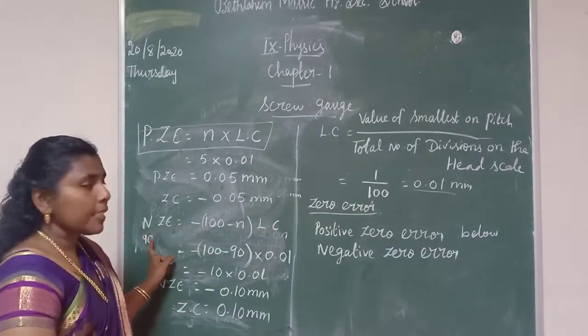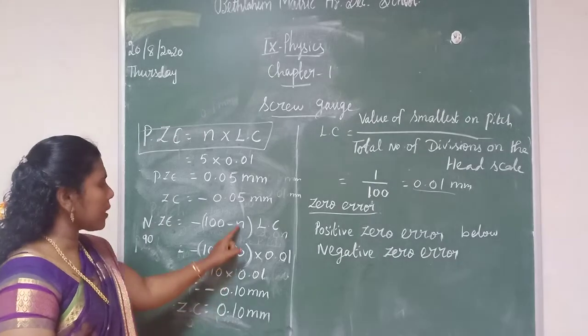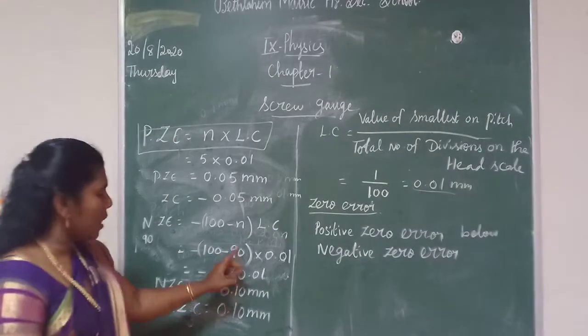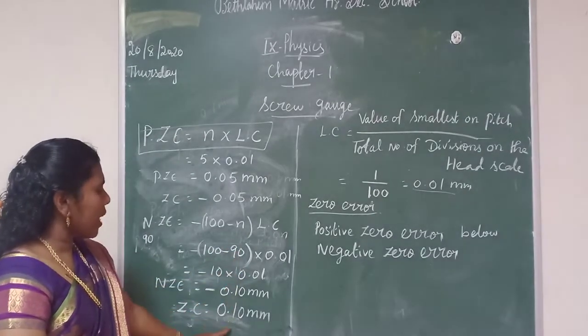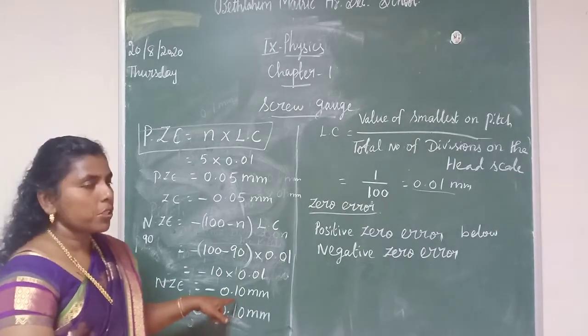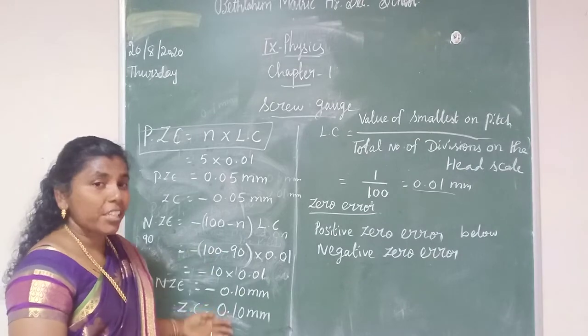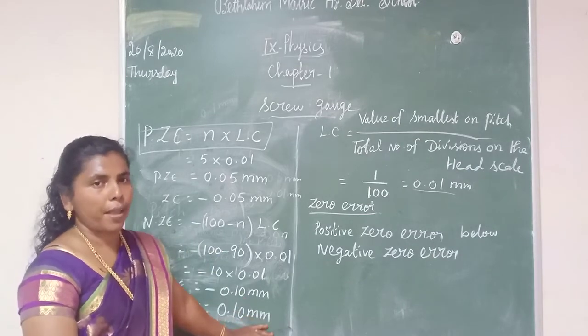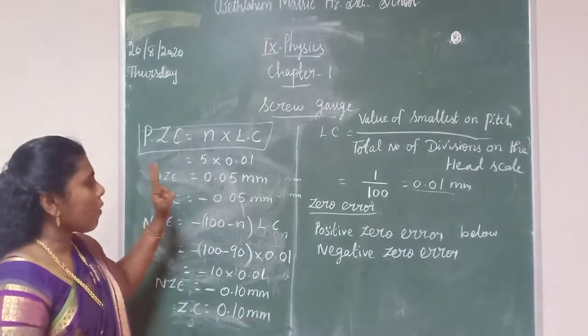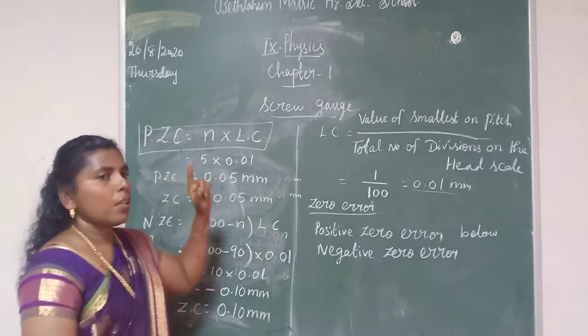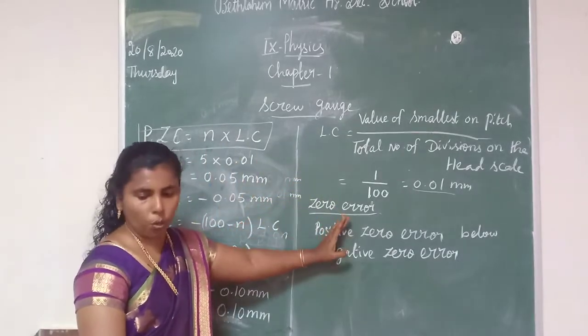So here the 90 division coincides, so instead of N you have to write 90. Subtract and multiply, and you will get a negative value for the zero error. If you get a positive zero correction, you will get a positive value. So first you have to find the pitch, then the least count, then the zero error.